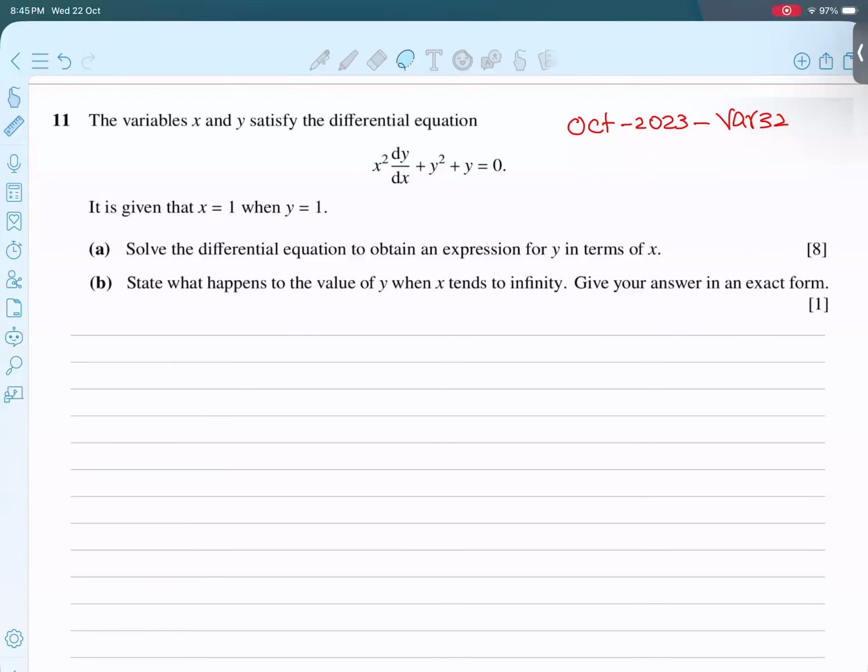Bismillahirrahmanirrahim. This is October 2023, variant 32, question number 11. I'm starting now. All of you get ready. So first of all, what steps do we need?